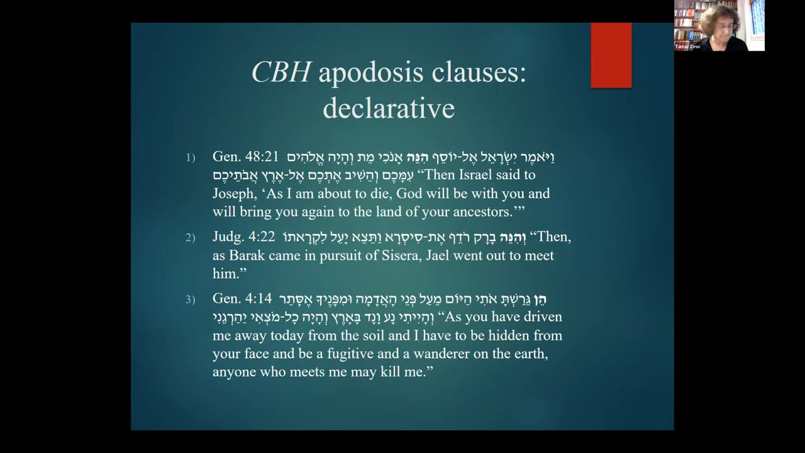Three, Genesis 4:14, הן גירשת אותי היום מעל פני האדמה ומפניך אסתר, והייתי נע ונד בארץ, והיה כל מוצאי יהרגני. Since you have driven me away today from the soil, and I shall be hidden from your face and be a fugitive and a wanderer on the earth, anyone who meets me may kill me. Interrogative clauses.